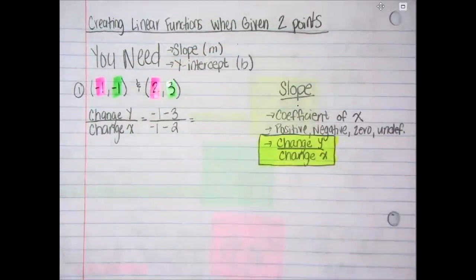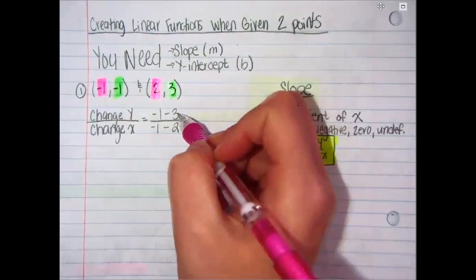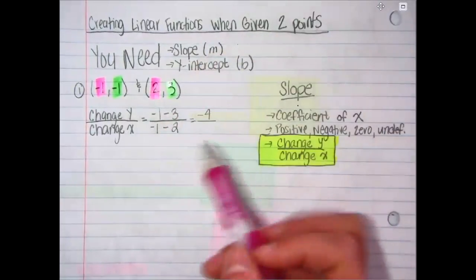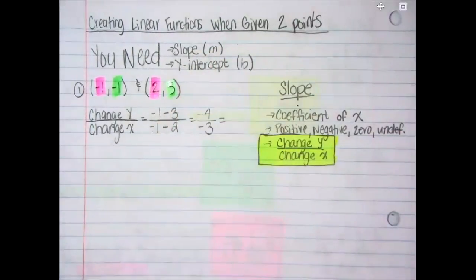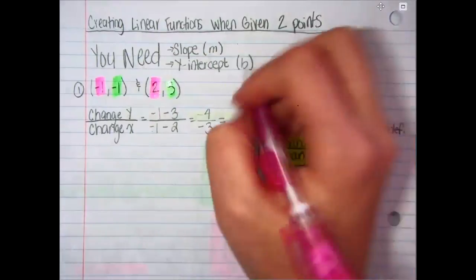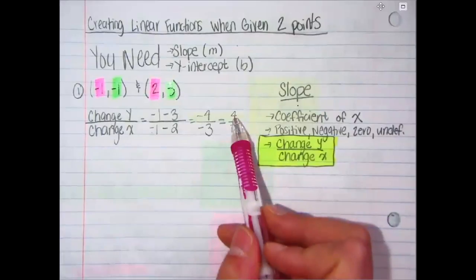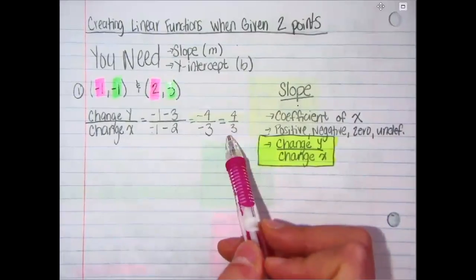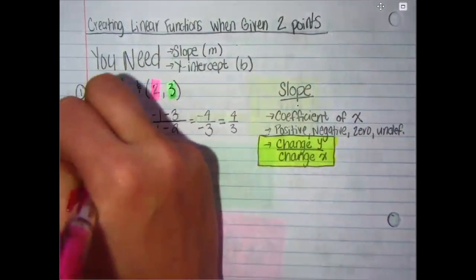Now, can I solve this? What is -1 minus 3? -4. And what is -1 minus 2? -3. Can I simplify that? Two negatives make a positive, so it's 4/3. I'm not going to add those. Does it always stay a fraction? Unless it simplifies to an integer. My change of y values is 4, and my change of x values is 3. So I have my slope, 4/3.